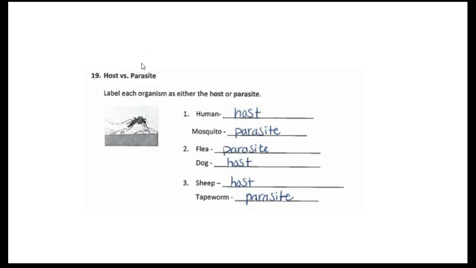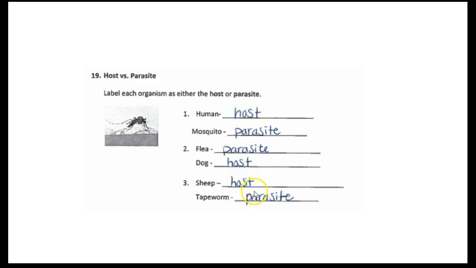Host versus parasite. Label each organism as either the host or the parasite. So the human being is the host and the parasite is the mosquito. Okay, so the parasite comes up and takes blood from the human. The flea is the parasite, the dog is the host. So the dog, just like the human, has to deal with the flea biting and taking blood.